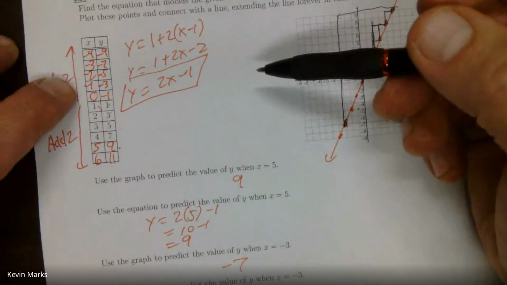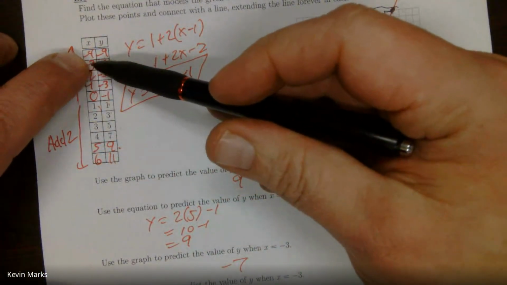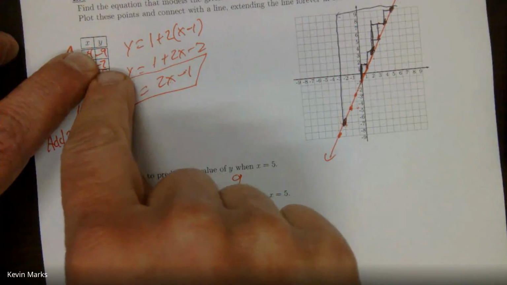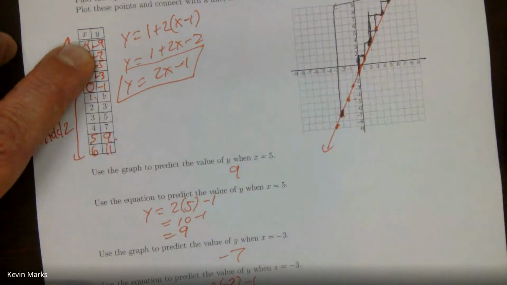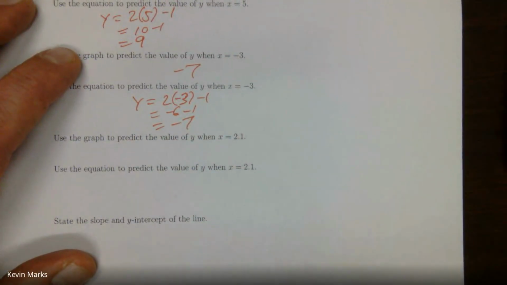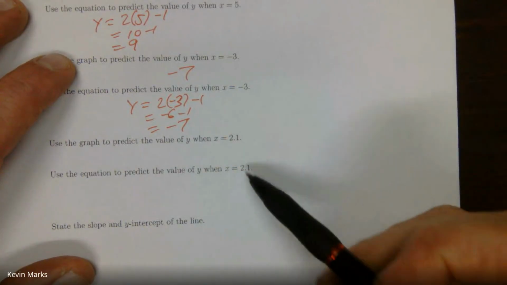But you can also see it from the numbers, right? If you kept going back until I get to -3, look, it's also -7. So again, whether it's from the chart, whether it's from the equation or from the picture, they're all going to be the same.